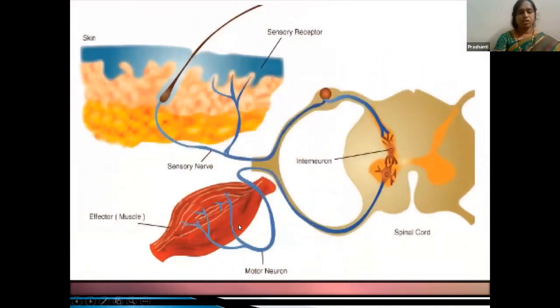So in this picture, children, the information, that is the stimulus, is carried via the sensory nerve, and here it forms a synapse with the interneuron. It reaches the spinal cord, and here it is again connected to the next nerve fiber. This is the motor neuron, and it sends the stimulus to the effector target organ, might be the muscle or the gland. In this way, it forms an arc. So it is called the reflex arc.